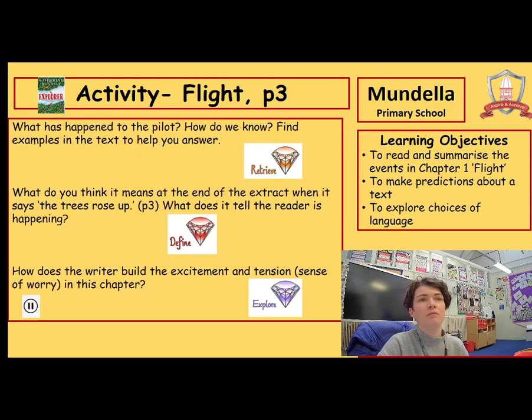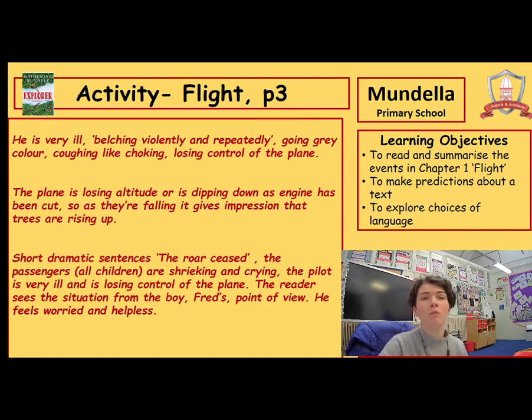The next question, let me just remind myself, what do you think it means at the end of the extract when it says the trees rose up? What does it tell the reader is happening? Well, the plane is losing altitude. It means that it's dropping, it's dipping down as the engine has been cut. So as they're falling, it gives the impression that the trees are rising upwards. So they are falling very quickly, is the impression that it gives.